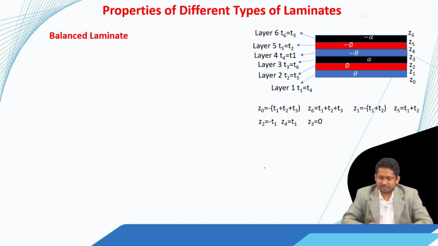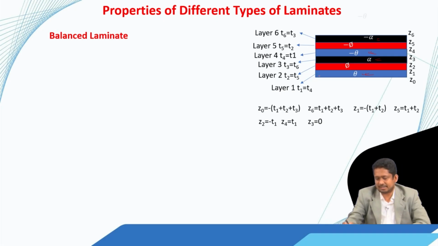Now, let us look at balanced laminate. Balanced laminate, as we have seen, has the number of theta and number of minus theta plies the same. So, this is an example of a balanced laminate. Again, we will take 6 plies, and again it can be extended to any number of plies. Here we can see these two blue plies are opposite of each other, theta and minus theta. Similarly, these two reds are phi and minus phi, and these two blacks are alpha and minus alpha.